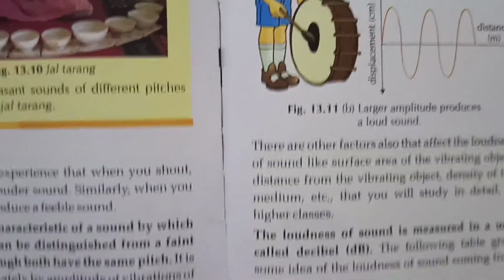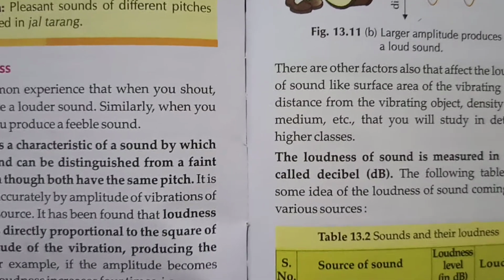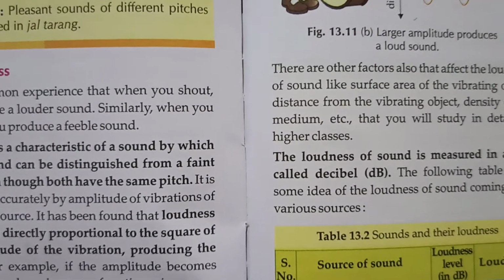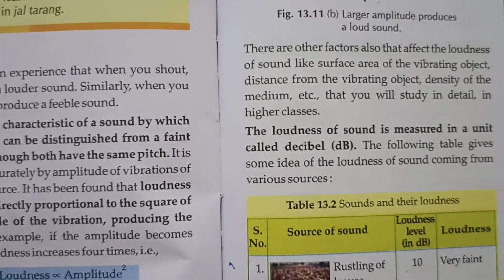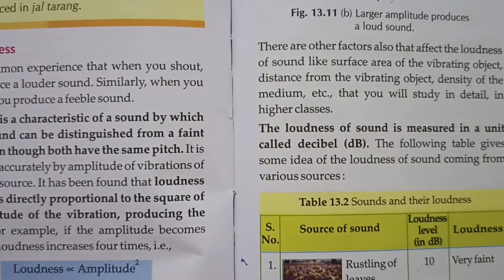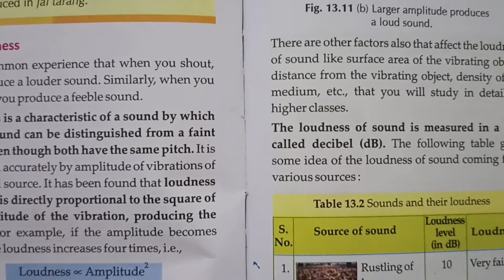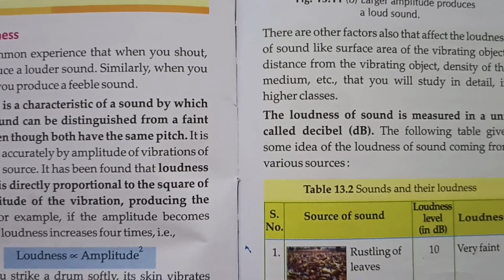There are other factors also that affect the loudness of sound, like surface area of the vibrating object, distance from the vibrating object, density of the medium, etc. That you will study in detail in higher classes. The loudness of sound is measured in an SI unit called decibel, dB.